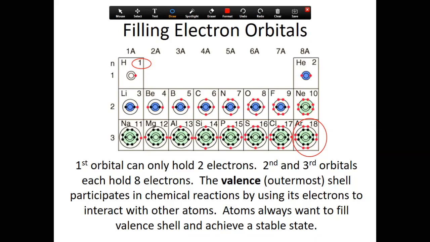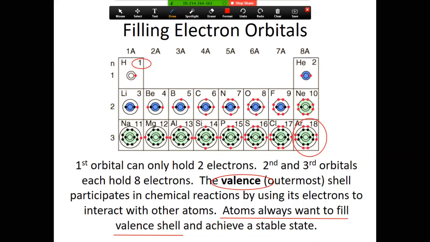Another important word on this slide I need to identify for you is this word valence. Valence refers to the outermost electron shell of an atom. And when it comes to chemistry and understanding how atoms behave, the valence shell is the most important. Also, understand one more concept: atoms always want to fill their valence shells.